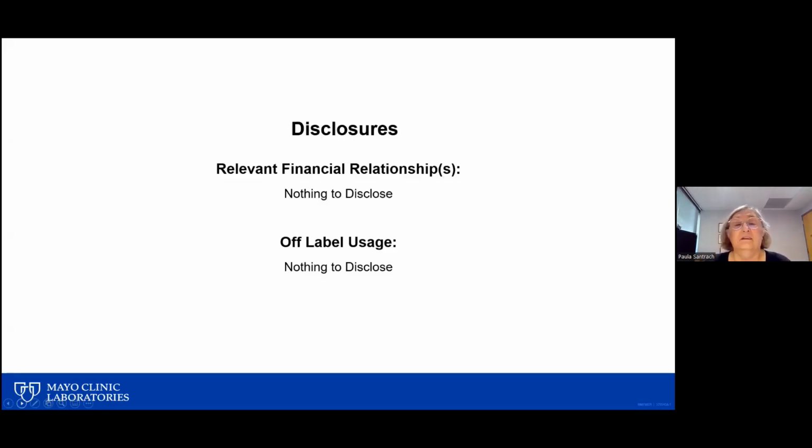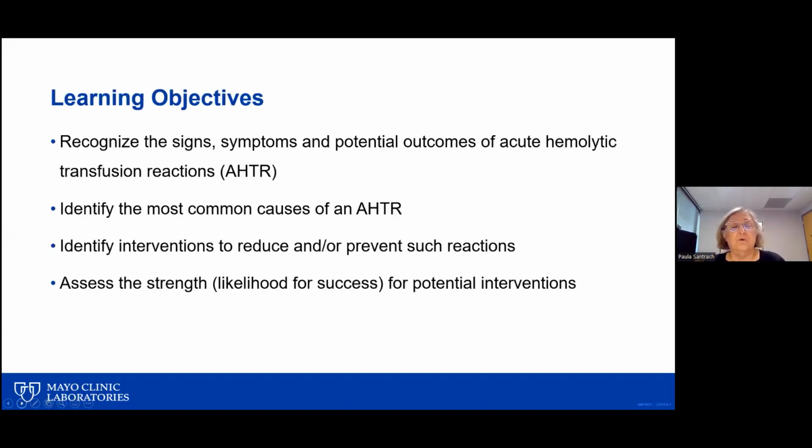I have no disclosures to make, no off-label usage. What we're going to try to do is talk about acute hemolytic transfusion reactions and how to prevent them. It's important to know the signs and symptoms and potential outcomes of these reactions. We're going to identify the most common causes, identify interventions to reduce and prevent such reactions, and talk a bit about assessing the strength or likelihood of success for potential interventions.